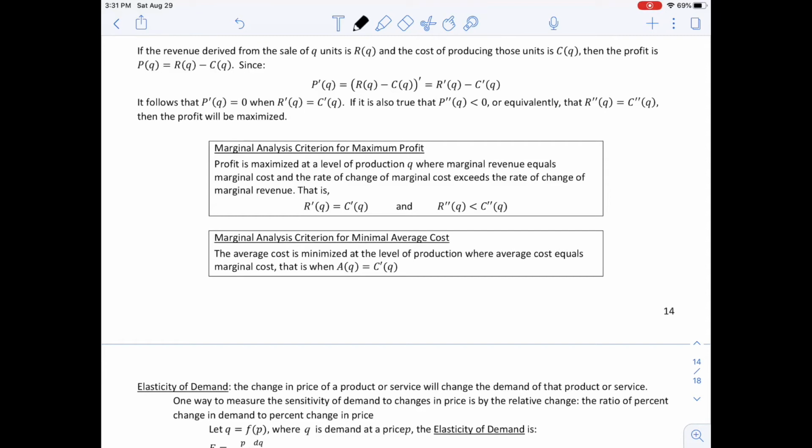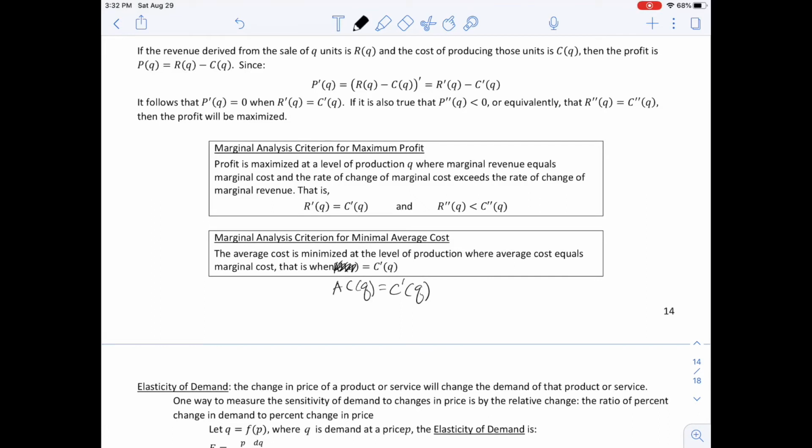So we have the marginal analysis criterion for maximum profit. Profit is maximized at a level of production, Q, where marginal revenue equals marginal cost, and the rate of change of marginal cost exceeds the rate of change of marginal revenue. That is where the first derivative of our revenue and our cost functions are equal, and the second derivative of our revenue is going to be smaller than the second derivative of our cost.